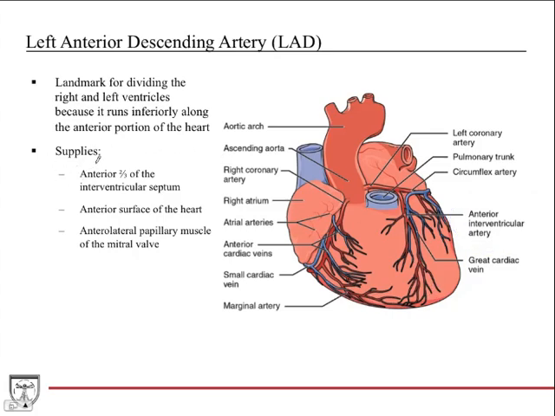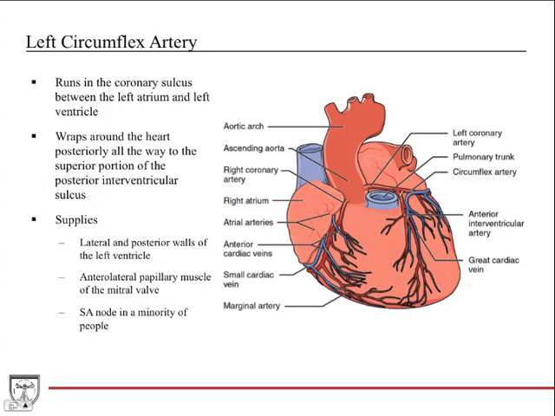What it supplies is very high yield to know. First, the anterior 2/3 of the interventricular septum. The septum that separates the right from the left ventricle, the anterior 2/3 of that structure is supplied by the LAD. Also the anterior surface of the heart, this entire surface. And when we say surface and septum, we also mean the muscular aspect, the myocardium. Then also the anterolateral papillary muscle of the mitral valve, in this region right here. That's one of the papillary muscles responsible for holding the mitral valve shut during isovolumetric contraction, so also very important.